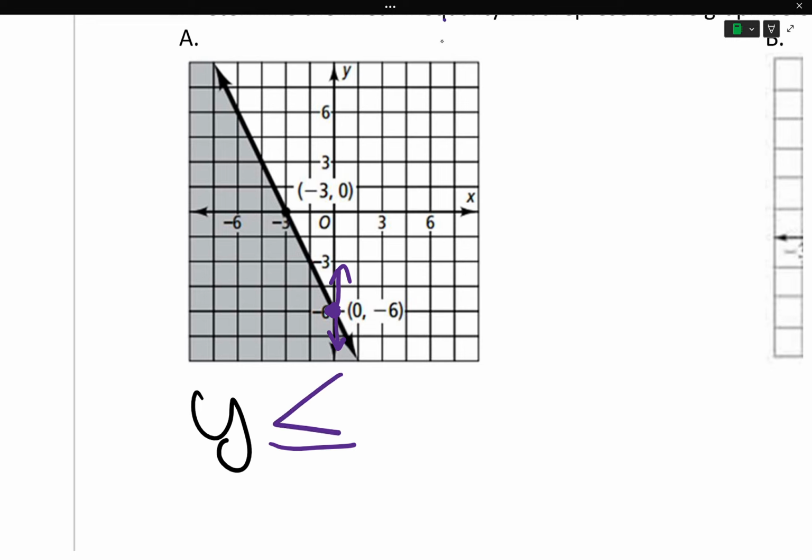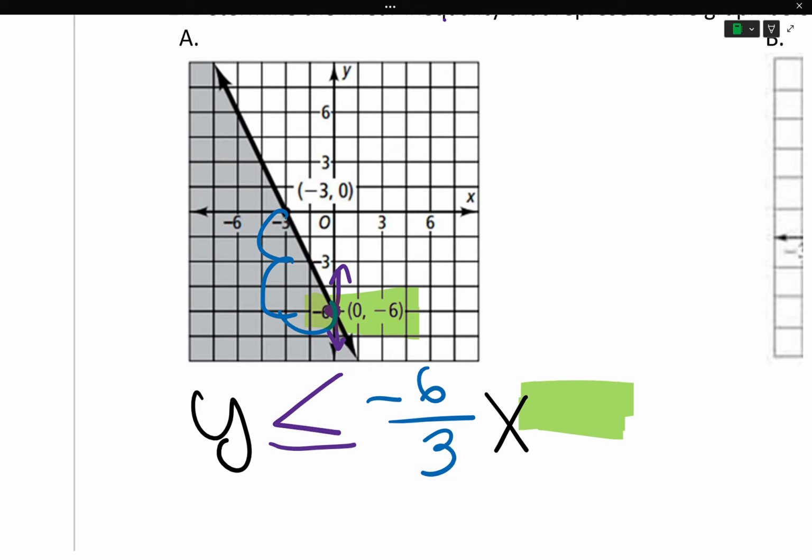Next, let's do the slope. Here, if we count down, we've got 3, 6, so -6, to the right 3, -6/3x. And then our y-intercept is -6. So in this graph, every 2 boxes is 3. That's why this is 3, 3. So together it's 6 and 3.